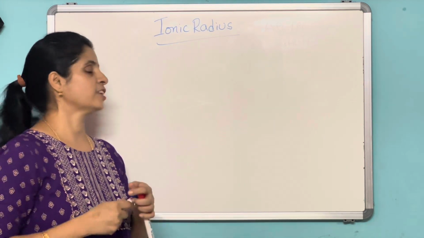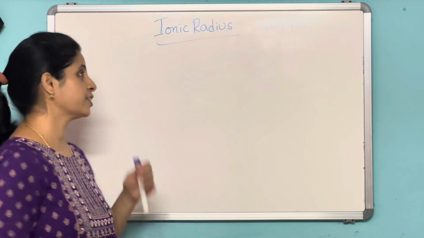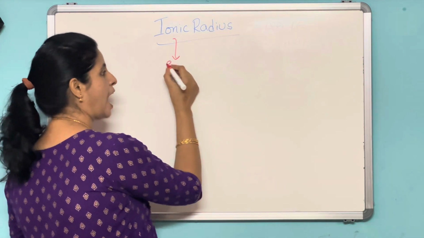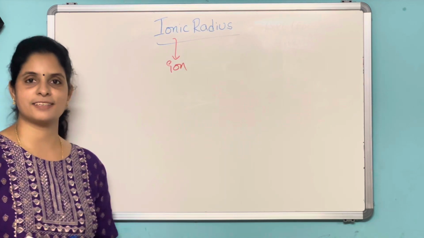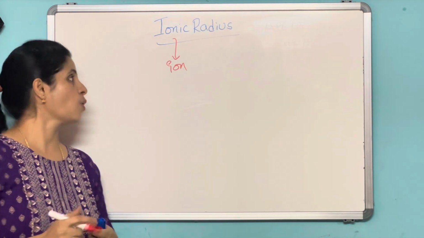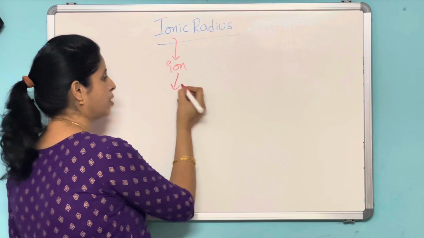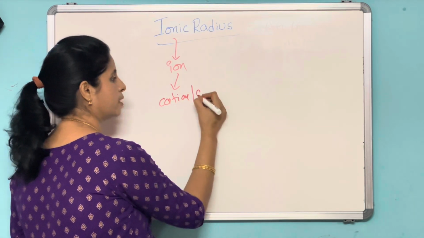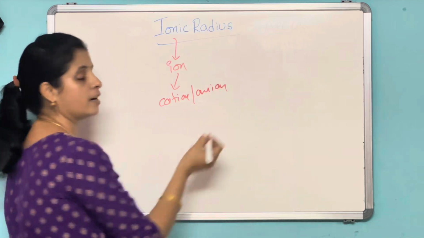We will discuss ionic radius. What is meant by ionic radius? Ionic radius is nothing but the radius of an ion. So an ion may be a cation or an anion.